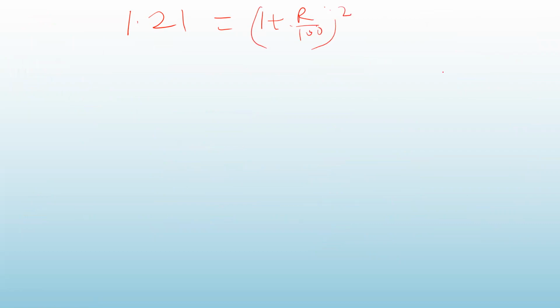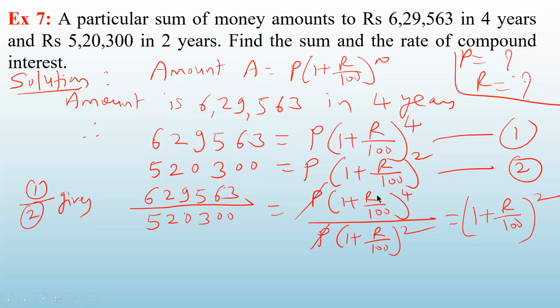How am I getting this? See, I'm applying this rule: x raised to m divided by x raised to n. If the base is same and there is a division, then the powers get subtracted. So the same thing I'm applying here. Look at here. 1 plus R upon 100. The power of this is 4 here, and it is divided by the same base, 1 plus R upon 100, whose power is 2. So when the division is there and the base is same, the powers get subtracted. So you will get 1 plus R upon 100, with power 4 minus 2. So you'll get 2 here.